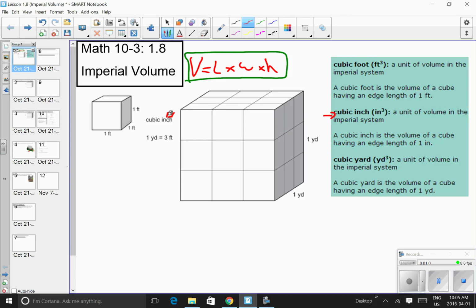The next bigger one is the cubic foot. Again, it's a cube that has an edge length of 1 foot. And lastly, we have the cubic yard, and that is a bigger cube because a yard is bigger, and it has an edge length of, you guessed it, a yard. That's where the name comes from.